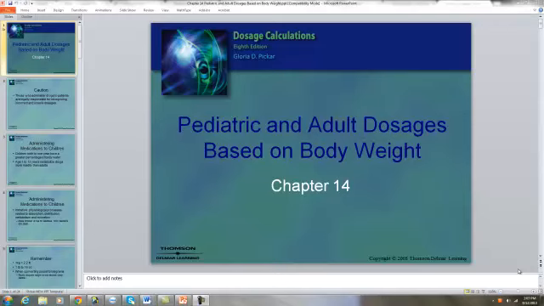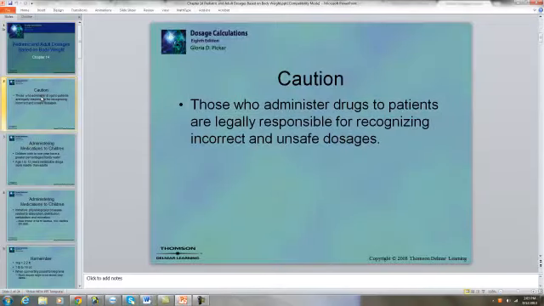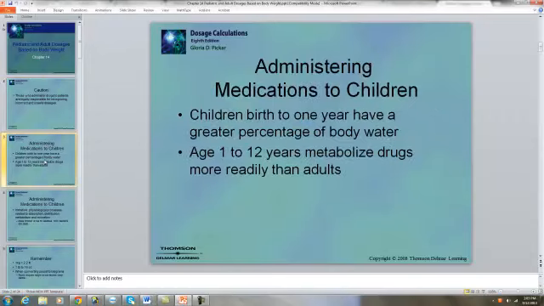In Chapter 14, we'll talk about pediatric and adult dosage based on body weight. There's a caution. Those who administer drugs to patients are legally responsible for recognizing incorrect and unsafe dosage.